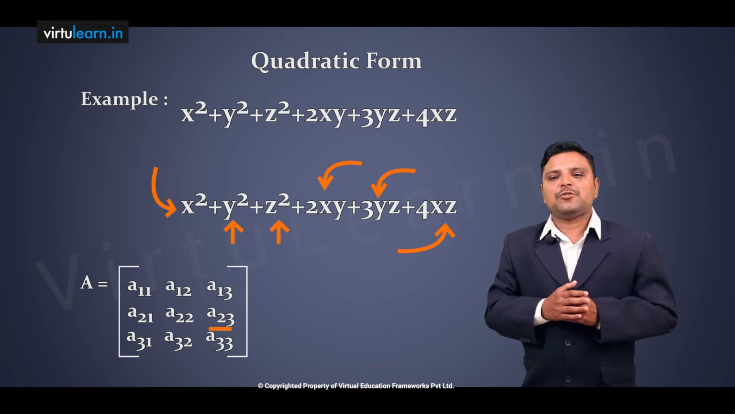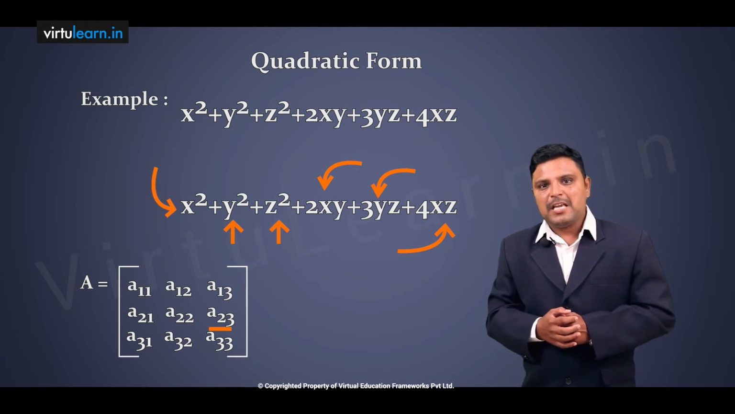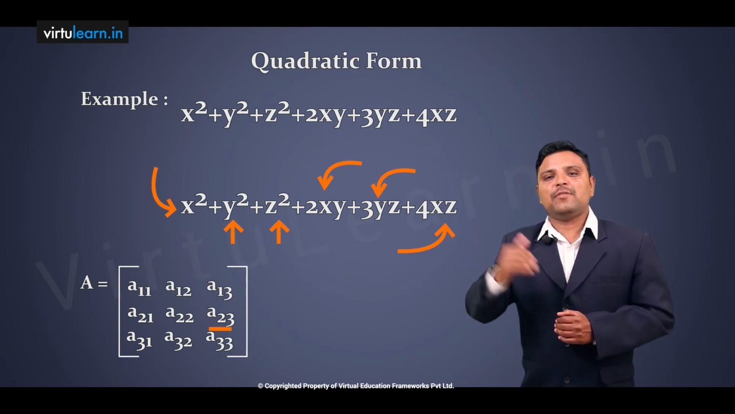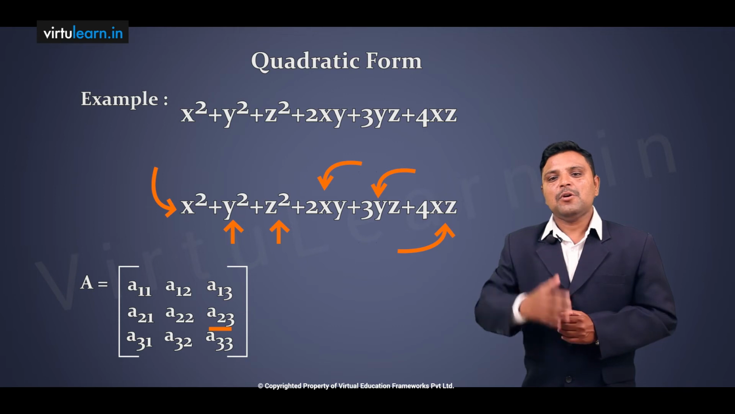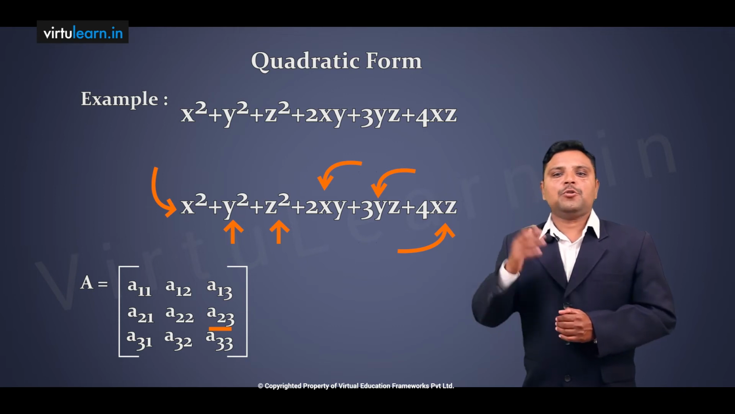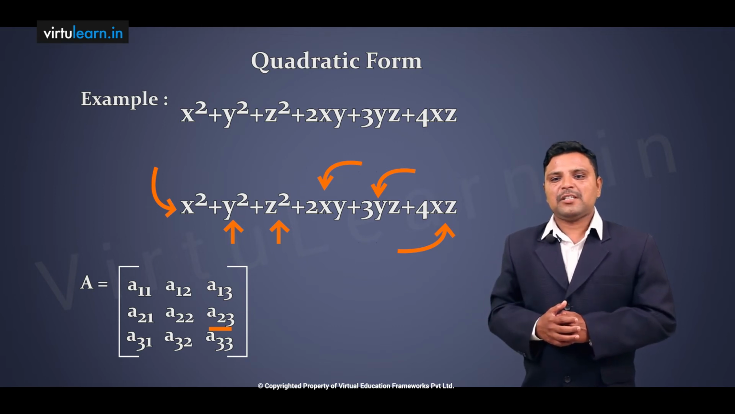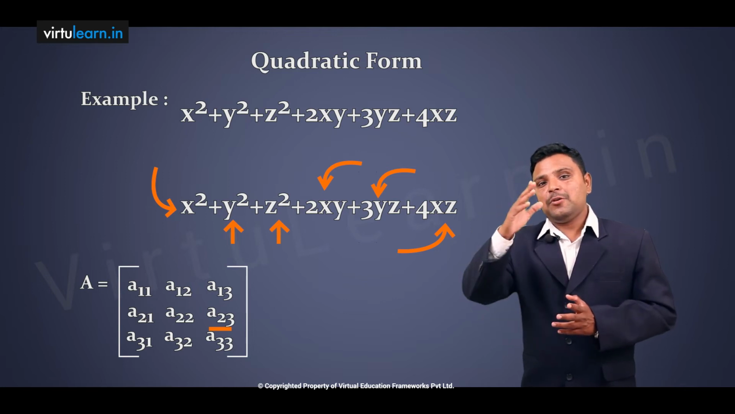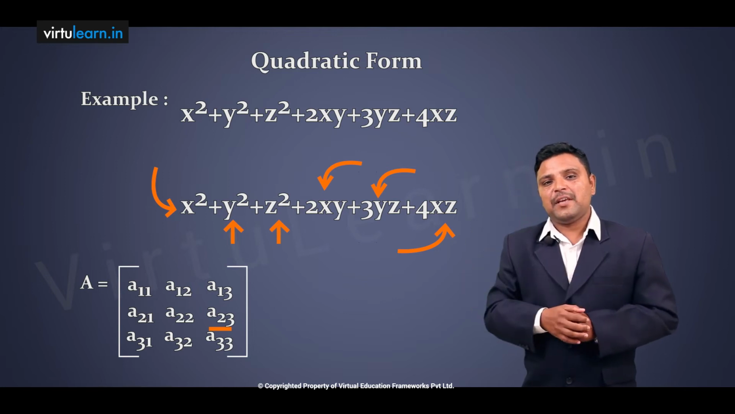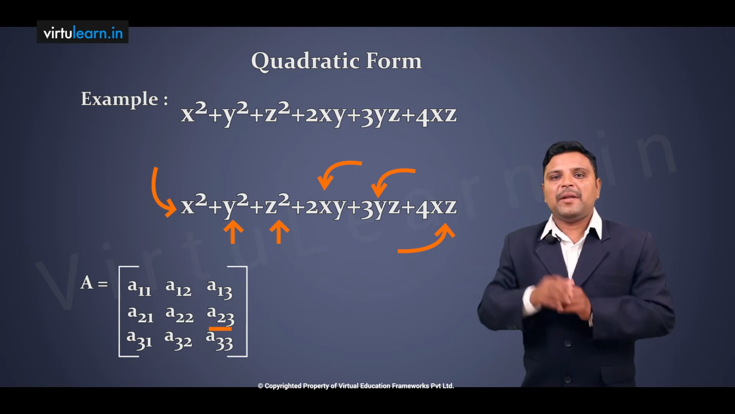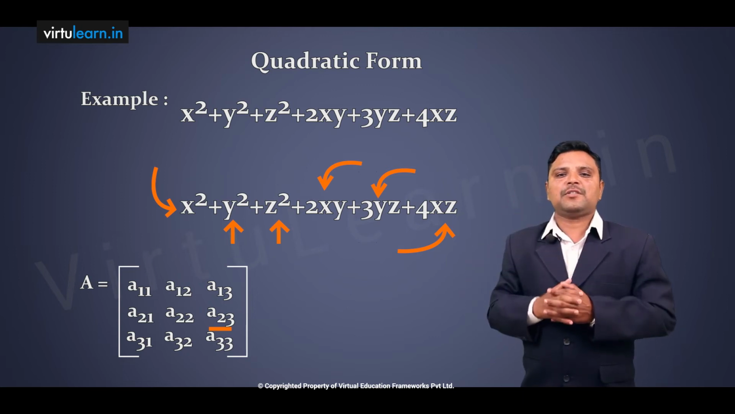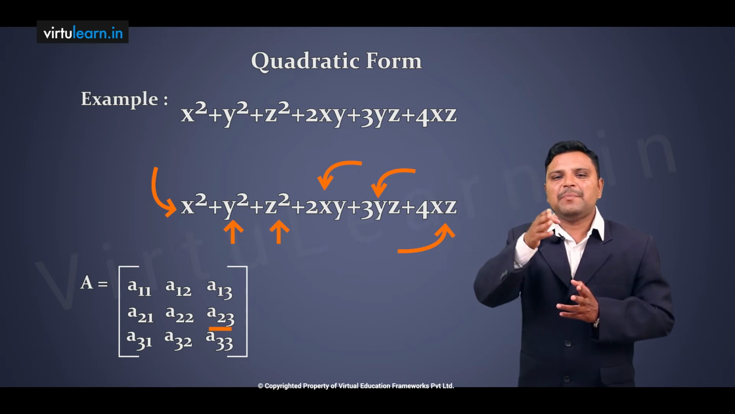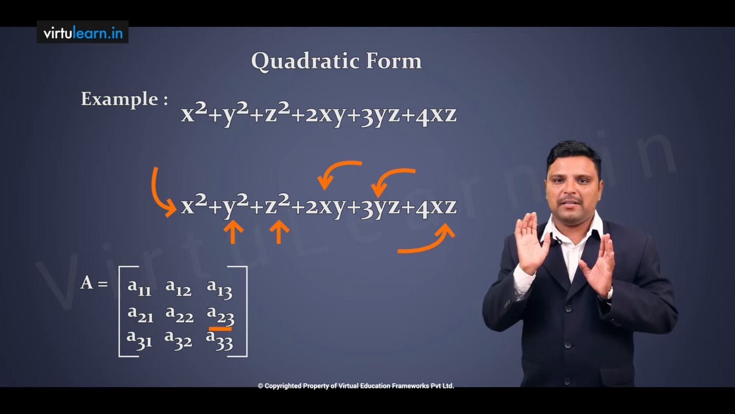The coefficient of x square, I am writing here 1. A12 and A21 mean the coefficient of xy. The coefficient of xy is 2. In place of A12 and in place of A21 you have to write half of that element. Half of 2 is 1, so in place of A12 and A21 you write 1.